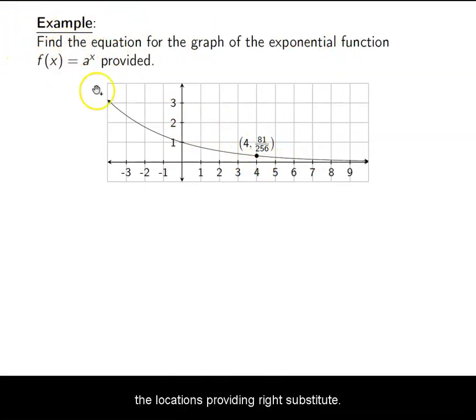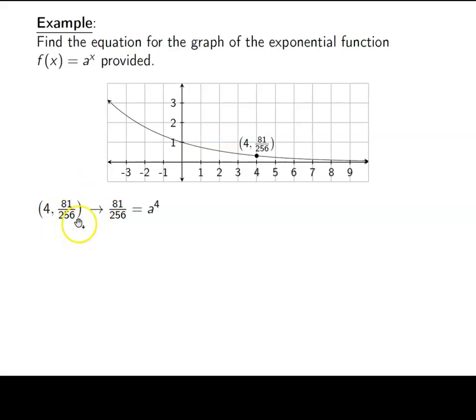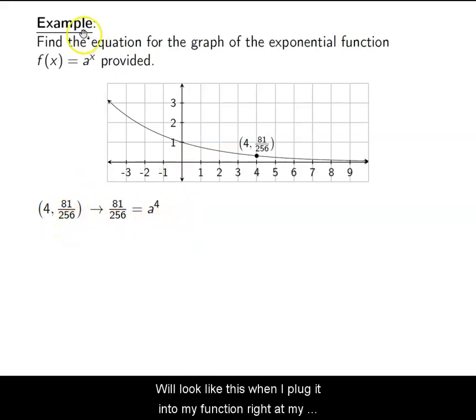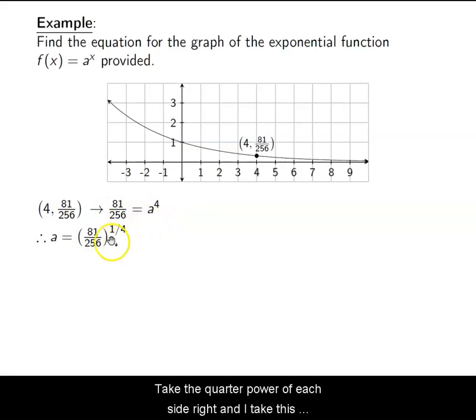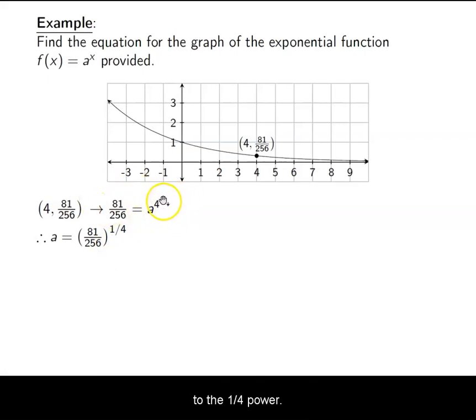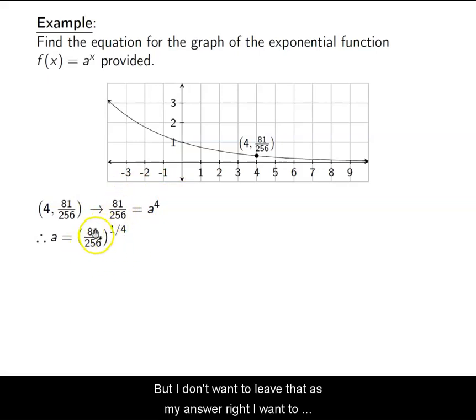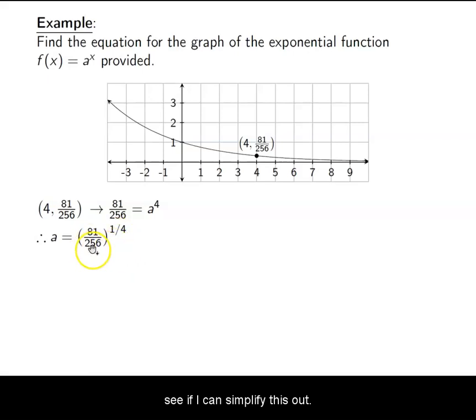We just substitute, and then we solve for A. So my 0.481 over 256 will look like this when I plug it into my function, right? I have my output equals A to the fourth. So when I start to solve for A, I basically take the quarter power of each side, right? I take this to the 1/4 power, this to the 1/4 power. But I don't want to leave that as my answer, right? I want to see if I can simplify this at all.